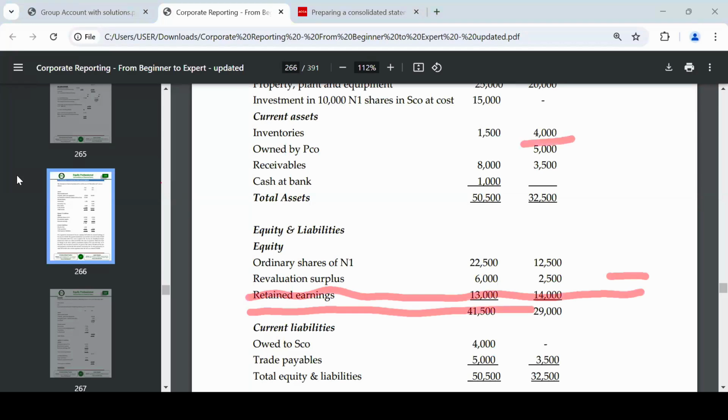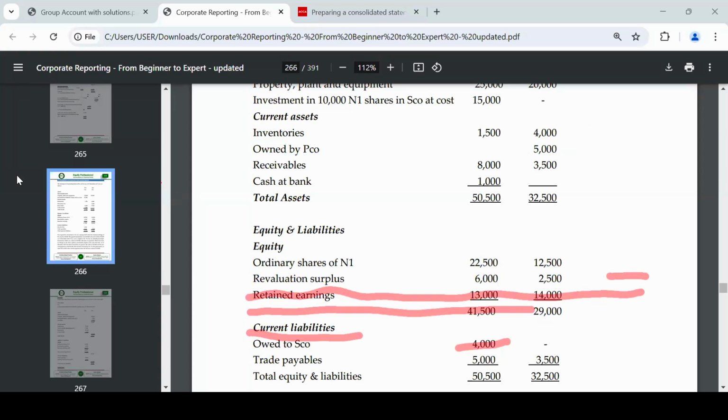5,000, Abby. And then when you look at current liabilities for PICO, you see owed to ESCO. This is where the 1,000 is coming from. The 1,000 is not a big deal. Even if they had not mentioned it, it would still have been something to consider.